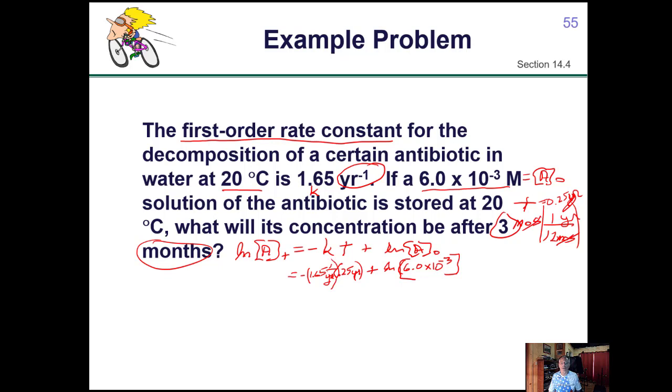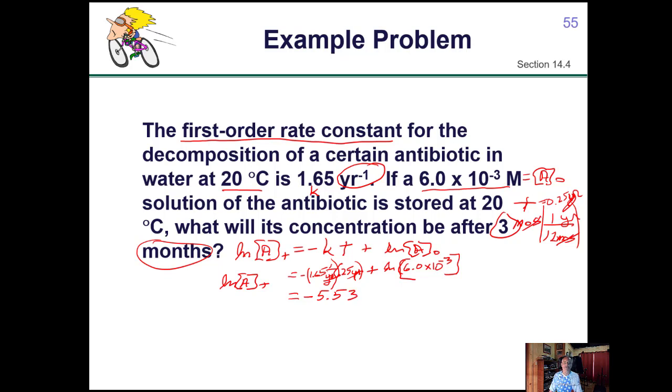Okay, and I know it's a little bit messy, but you can see that years will cancel when you multiply the rate constant k times the time in years. And so we're going to be able to get a value for the natural log of [A] at time t. So when I plug that into my calculator, minus 1.65 times 0.25 plus the natural log of 6.0 times 10 to the minus 3, I get minus 5.53.